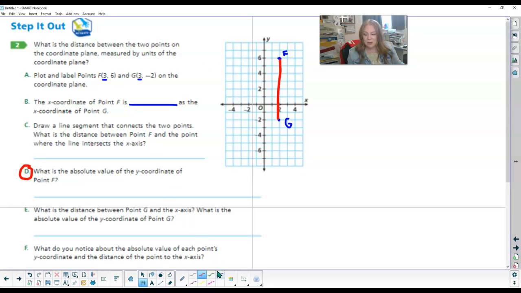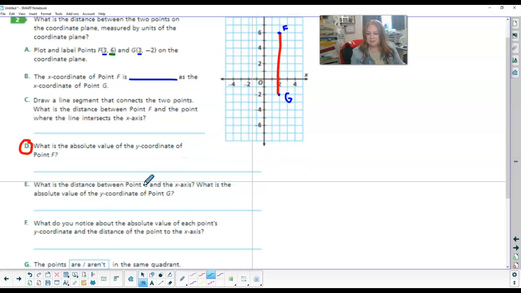So our y coordinate, let me grab green, is our 6. So how many units does it take to get from 0 to 6? And then you're going to do the same thing for G here. So here's F and G. Now our y coordinate is -2. How many units does it take to get to G?